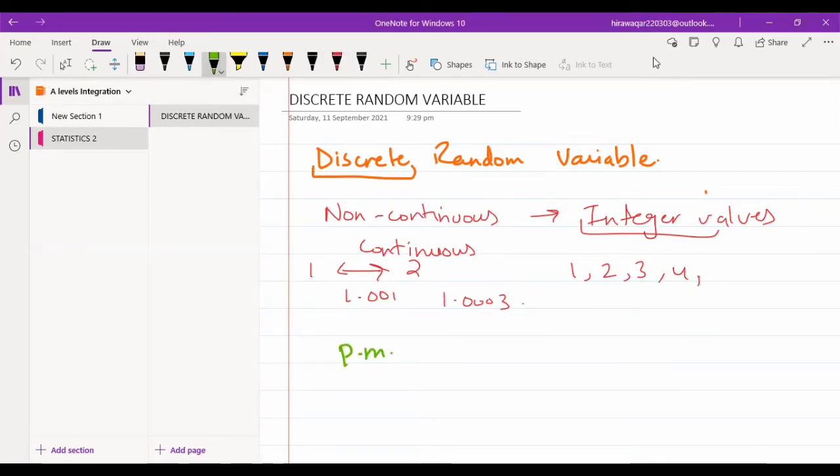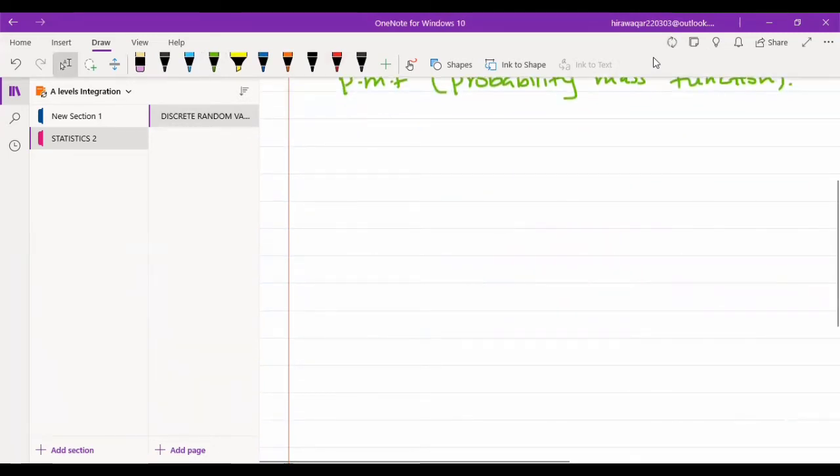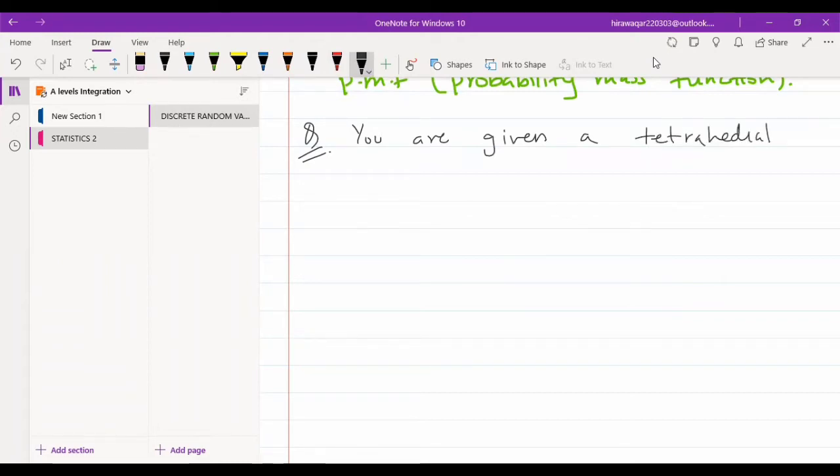Now, in this topic, the first subtopic which has been discussed is the probability mass function, also known as PMF. But what is this and how will we understand it? We need to either show it with a formula or draw a table for this. So, for your assistance, I'm going to draw the table over here. I am writing the question: you are given a tetrahedral die, which means a die which has 4 sides.